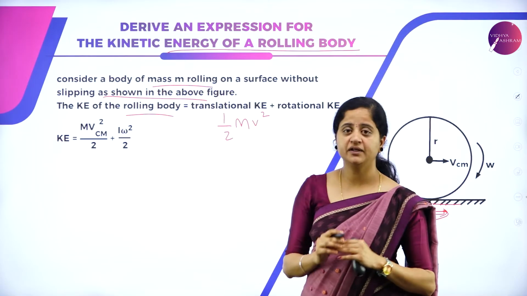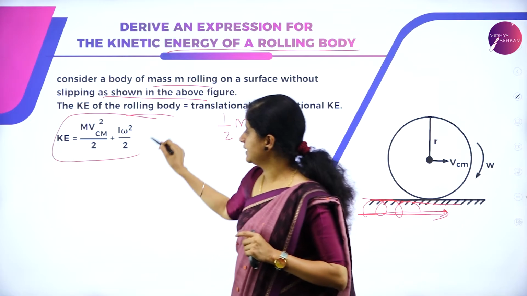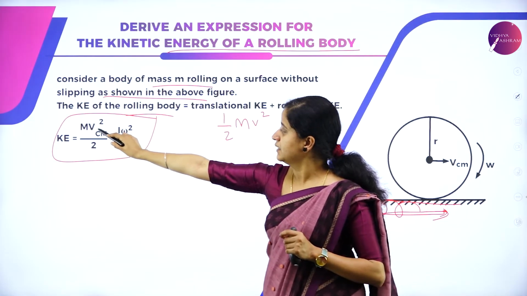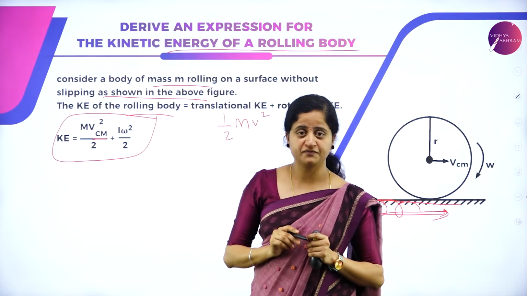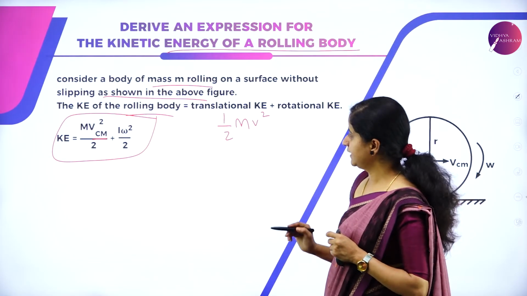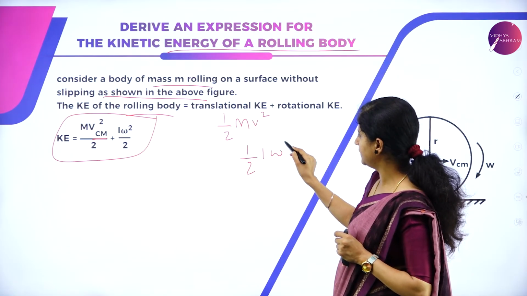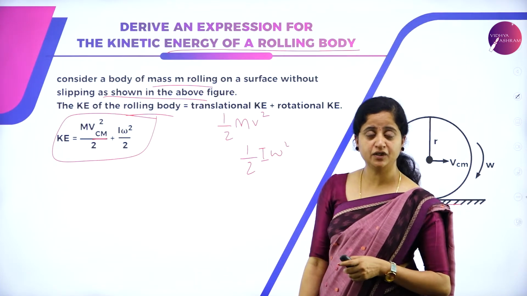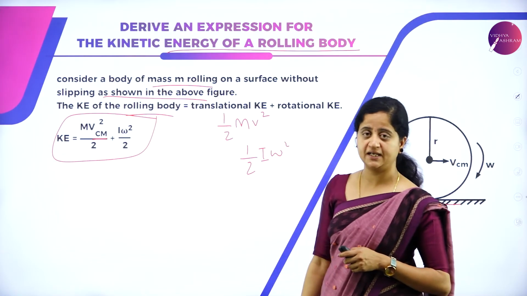We are talking about the kinetic energy of a body whose velocity is the velocity of its center of mass. So you can write it as half m v_cm square, where cm says center of mass, plus, for a rolling body, the rotational kinetic energy is given by half I omega square. So the kinetic energy is the sum of translational kinetic energy plus rotational kinetic energy.